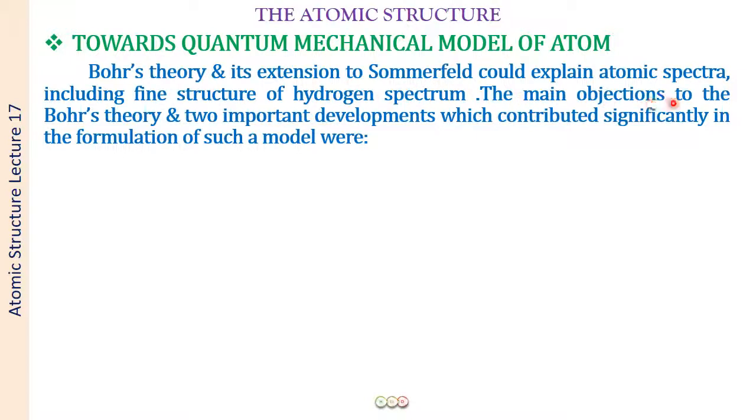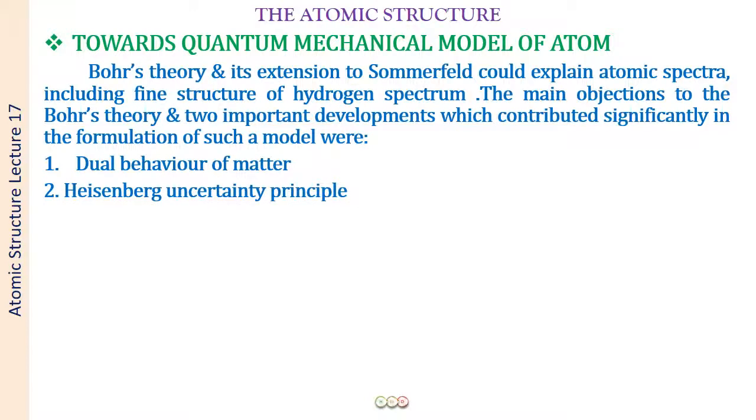But the main objections to Bohr's theory were the two important developments which contributed significantly in the formulation of the quantum mechanical model. Okay, so these two developments provided the main objections to Bohr's theory and contributed towards the quantum mechanical model. Which are those two developments? The first is the dual behavior of matter, and the second is Heisenberg's uncertainty principle. So in this lecture, we will be discussing only this dual behavior of matter.